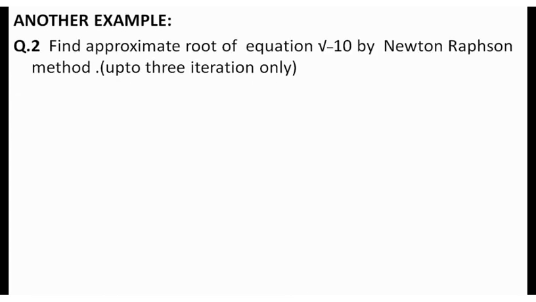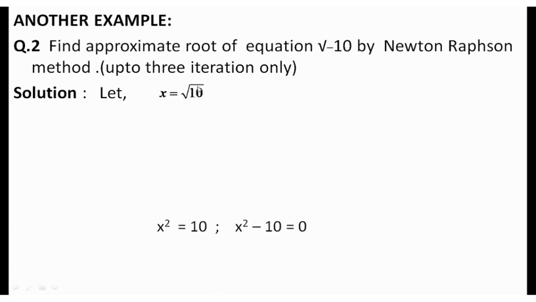Another example. Find approximate root of root 10 by Newton-Raphson method up to 3 iterations. Let x is equals to root 10. As the equation is not given, we need to consider one value. Take x is equals to root 10. So x square is 10, that is x square minus 10 is equals to 0. Here 10 is positive. After going to the left side, it becomes negative.